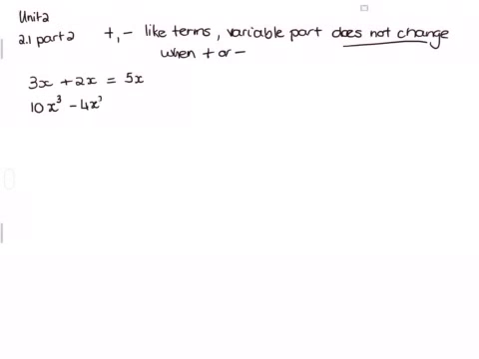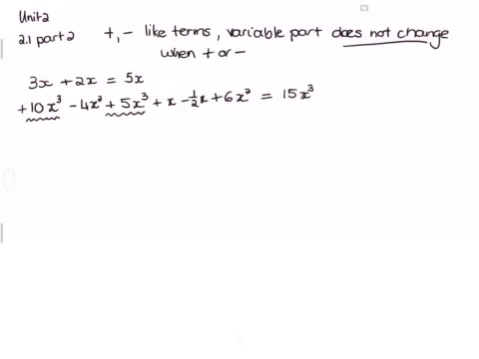So we have 10x to the 3 minus 4x squared plus 5x to the 3 plus x minus a half x plus 6x squared. So we're going to look for the like terms. The 10x to the 3, we know there's an invisible plus in front of it. X to the 3, not squared, plus the 5x to the 3. They are like terms, so we will say 10 plus 5 is 15, and they will remain x to the 3's.